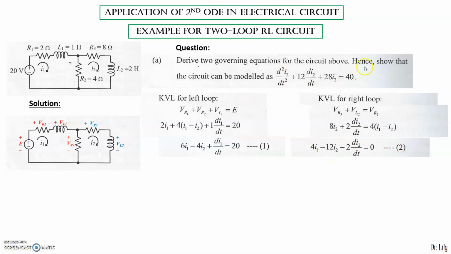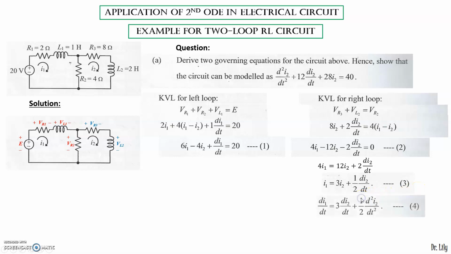Next, we need to show that the circuit can be modeled as this ODE. From equation number 2, we rearrange it so that we have 4i1 is equal to 12i2 plus 2 di2 over dt. Then we simplify i1. So i1 becomes 12 divided by 4, so we got 3i2 plus 2 divided by 4, we got 1 over 2 di2 over dt. This is considered as equation 3.